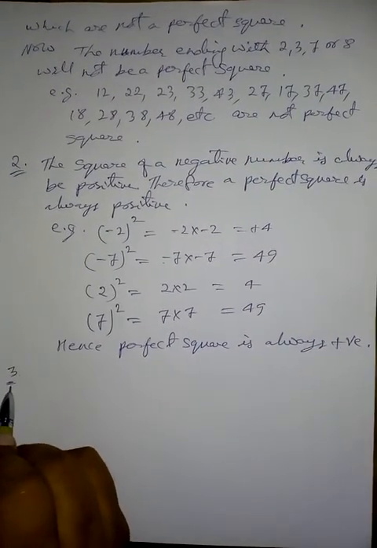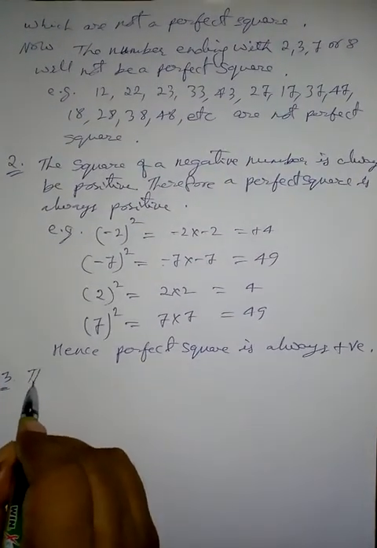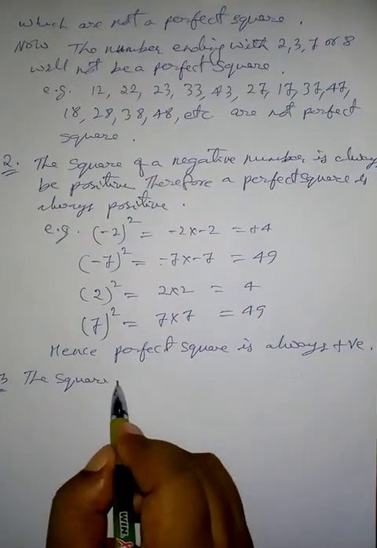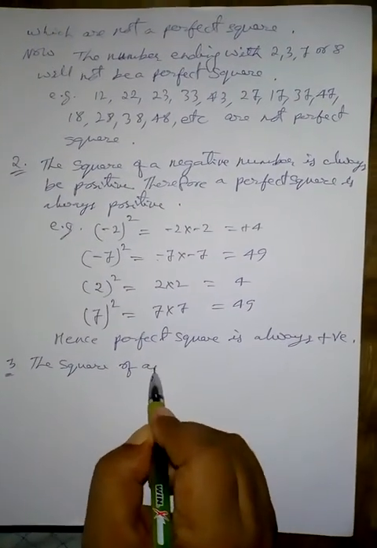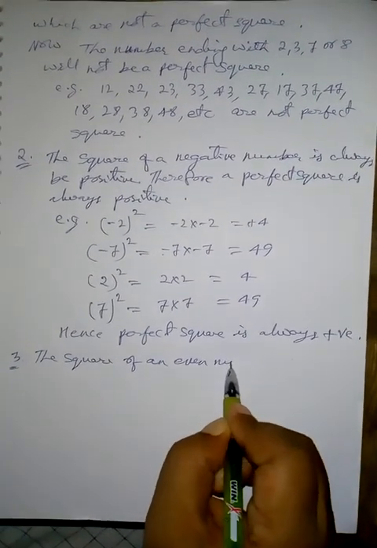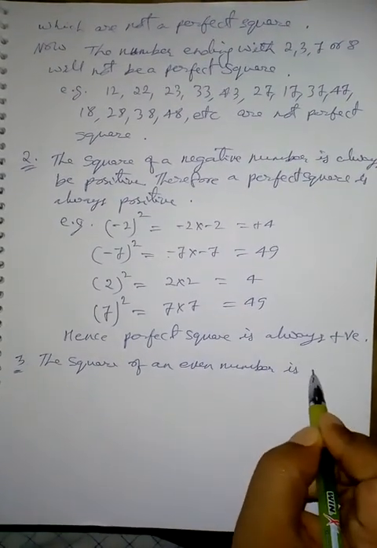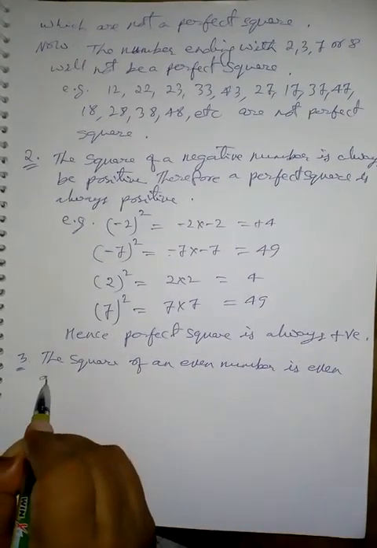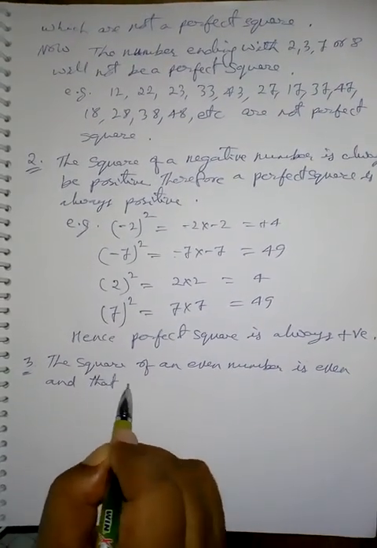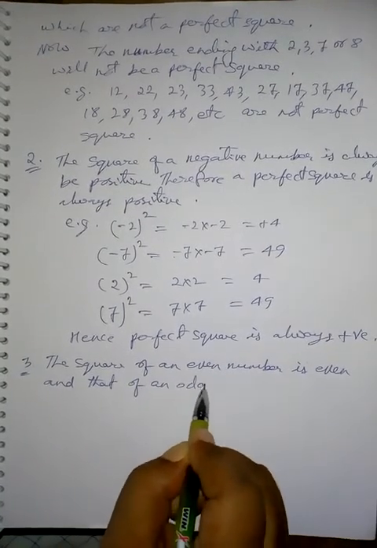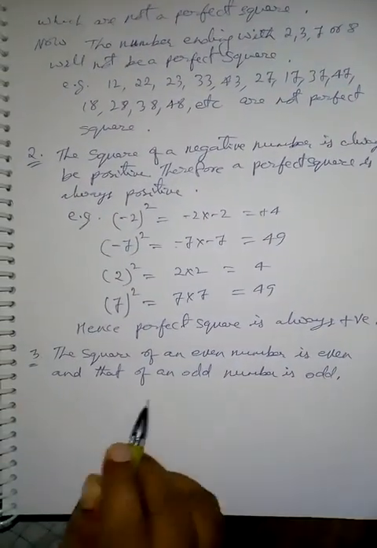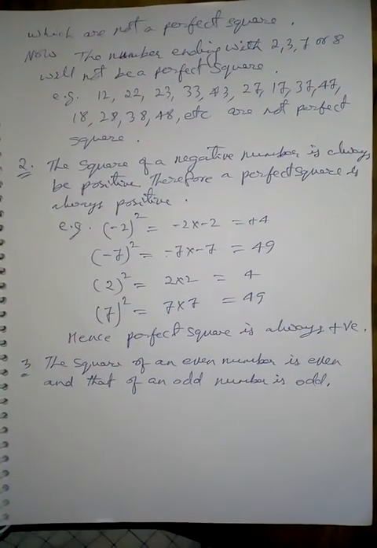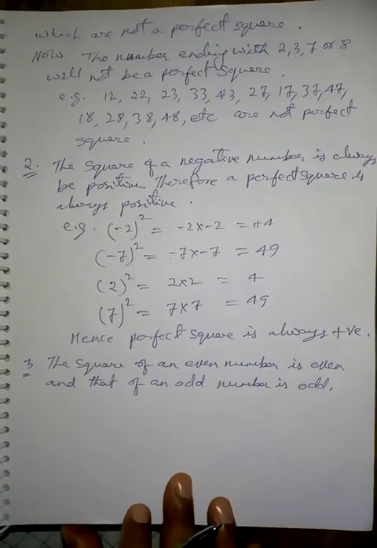Now, third property, the square of an even number is even, and that of an odd number is odd. It means the square of an even number is even and that of an odd number is odd.